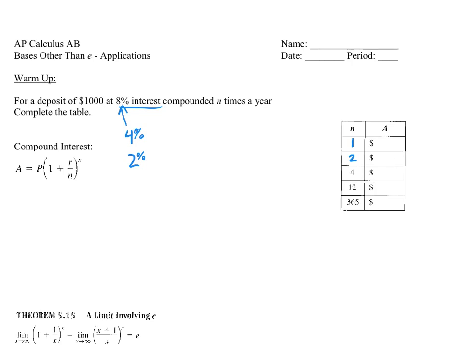Or if n is 365, if I'm compounding daily, I'm not going to make 8% a day. I'm going to make 8 divided by 365 percent, whatever that equals. That's the percentage I'll make every day. So that's why we do that r over n. That's important to understand. That'll help you really remember that if you have to work with this again in the future.